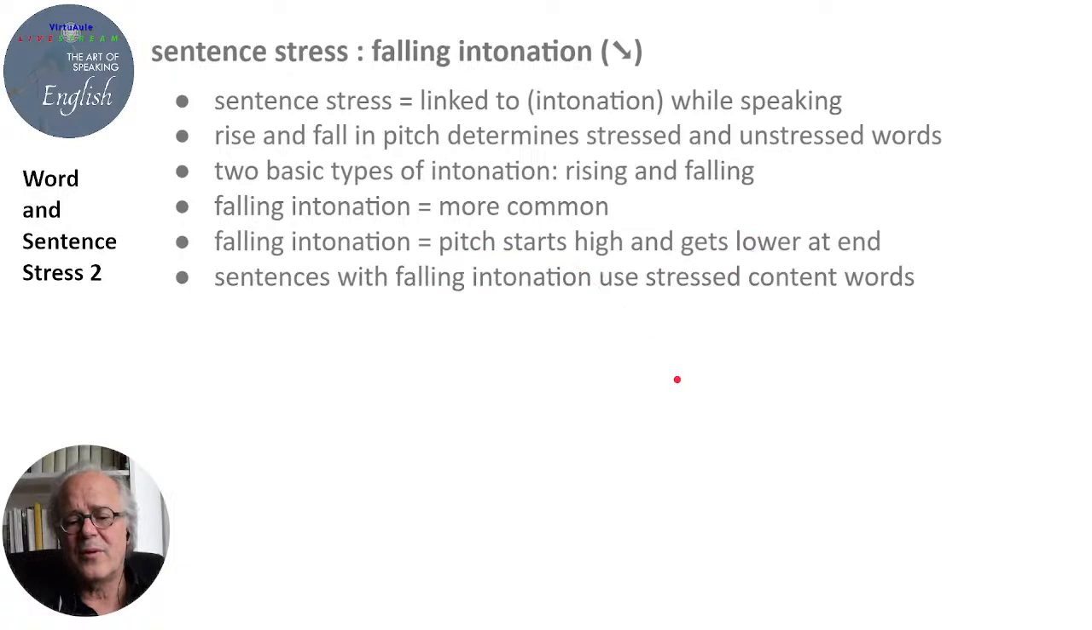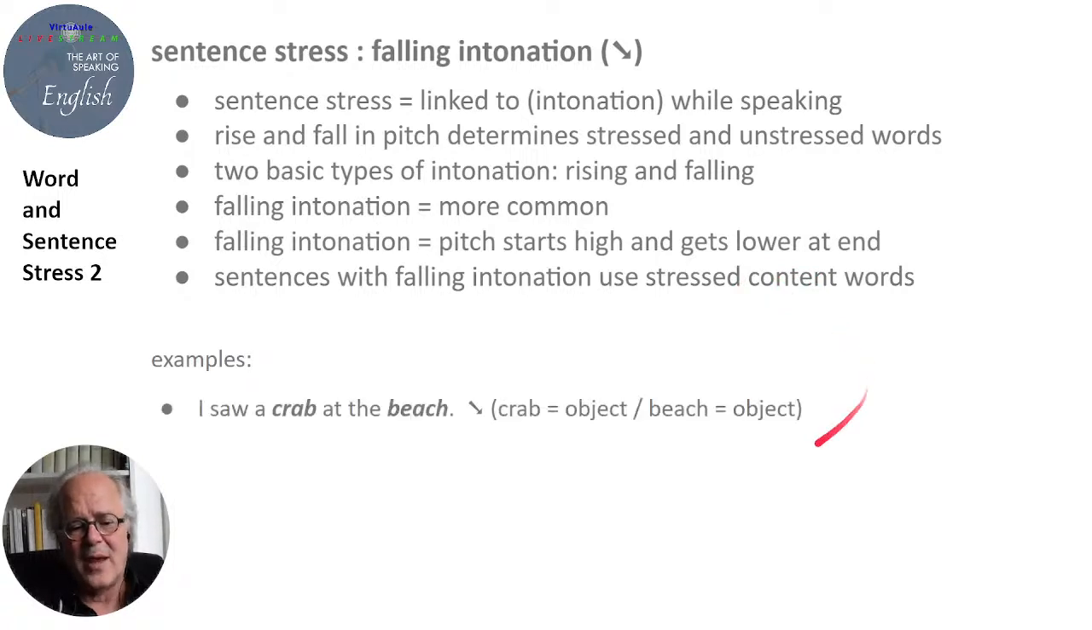Okay, sentences with falling intonation use stressed content words. Usually you will hear the content words being stressed. Let's look at some examples. I saw a crab at the beach. Okay, clearly this is falling. And the words that I'm emphasizing, crab is an object and beach is an object. Okay, so those are content words.